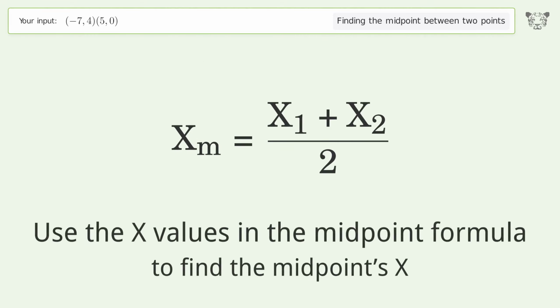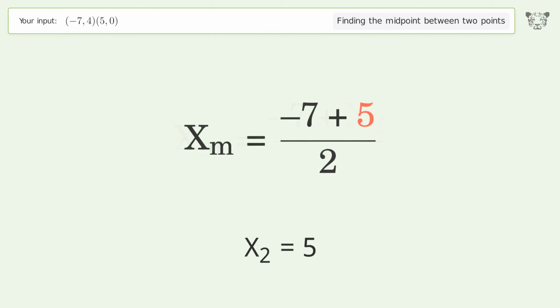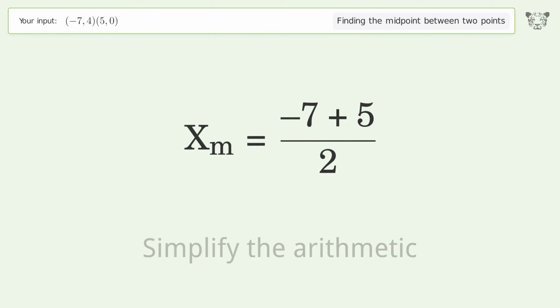Use the x values in the midpoint formula to find the midpoint's x. x1 equals -7. x2 equals 5. Simplify the arithmetic.